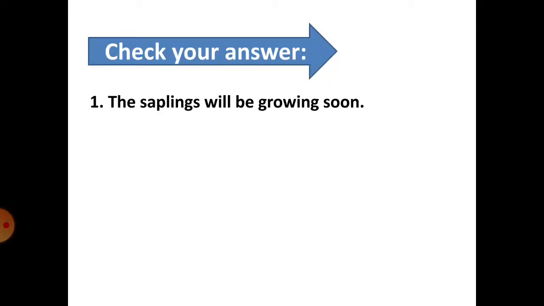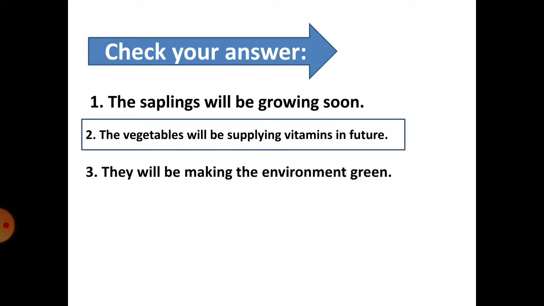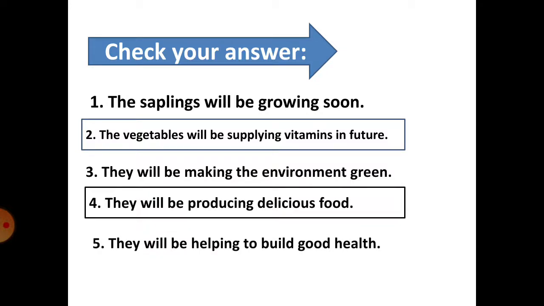Let's see. First one. The saplings will be growing soon. The second one. The vegetables will be supplying vitamins in future. Number third. They will be making the environment green. Number 4. They will be producing delicious food. And the last one, they will be helping to build good health.